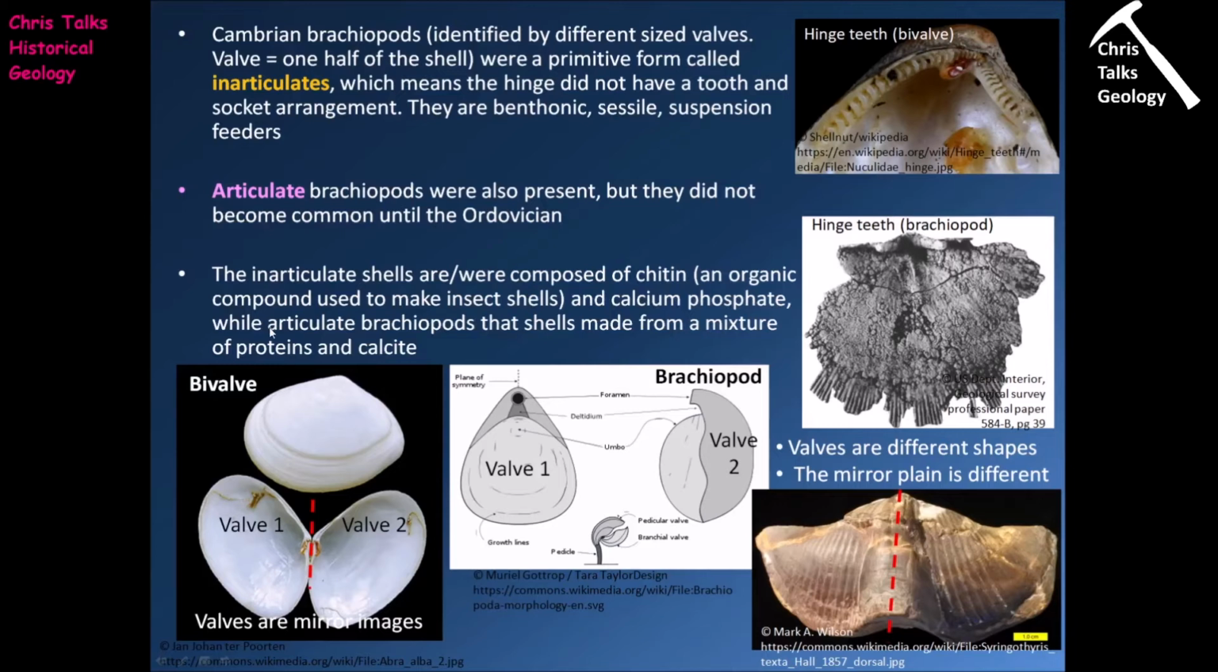In contrast, the articulate brachiopods have shells made from organic molecules again, and in this case, calcite, so calcium carbonate. So you can see there's a difference in the hinge arrangement. The articulate brachiopods have teeth, the inarticulate brachiopods do not. And there's also a difference in the chemistry of the shell itself. Inarticulate brachiopods tend to have shells made from a mixture of chitin and calcium phosphate, whilst articulate brachiopods tend to have shells made from organic molecules and calcite. And so you can see you have these two very obvious differences.